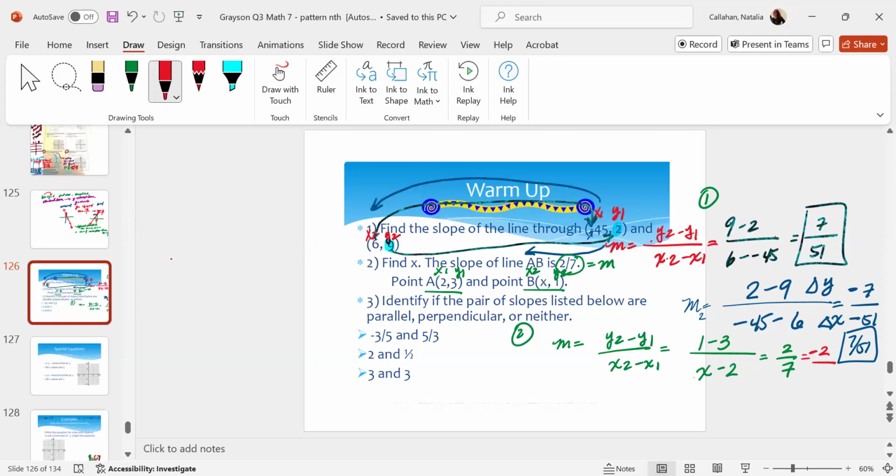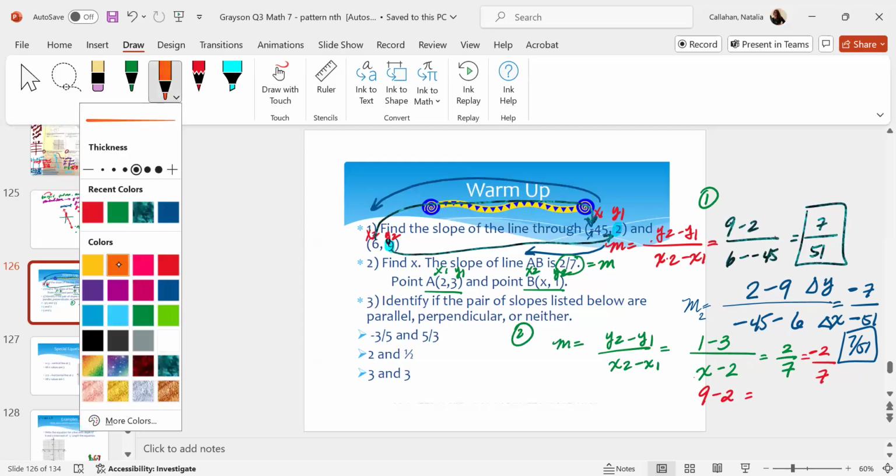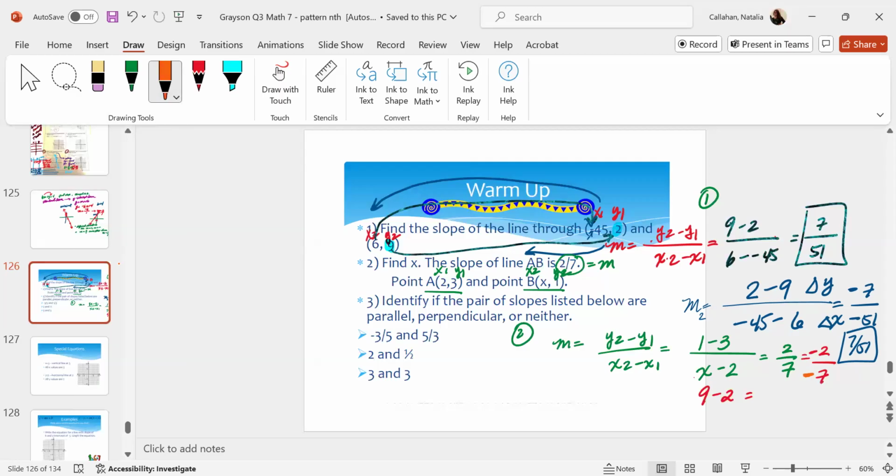What number minus 2 is going to give you a 7? What do you think that's going to be? Yeah. 9 minus 2 gives me a 7, correct? But see how the answer is going to be a positive 2 over 7? I can't have a negative 2 over 7. So what can I do to make this 7 a negative 7? To make it a negative 7. Oh, a negative. X minus 2 equals negative 7.